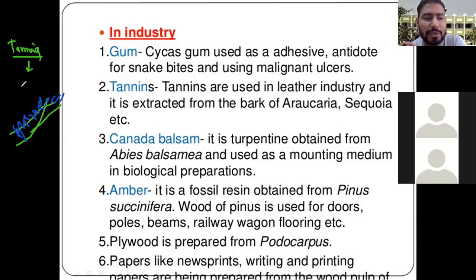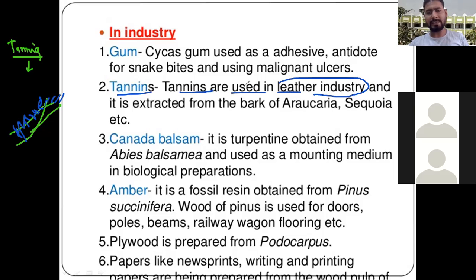They are generally domesticated for this, not cultivated. So you can say tanning is the removal of hair from the skin. We use a substance known as tannins. Tannins are used in the leather industry.